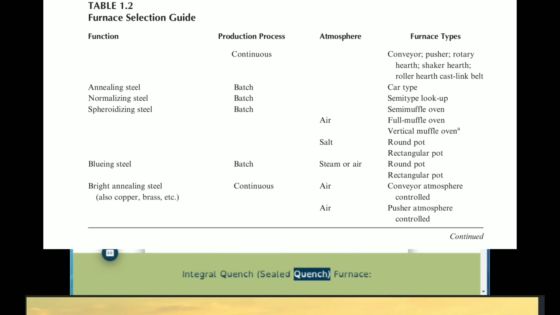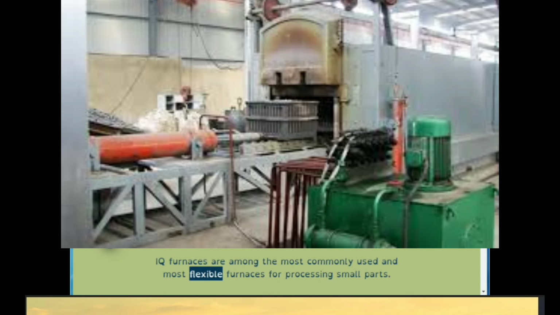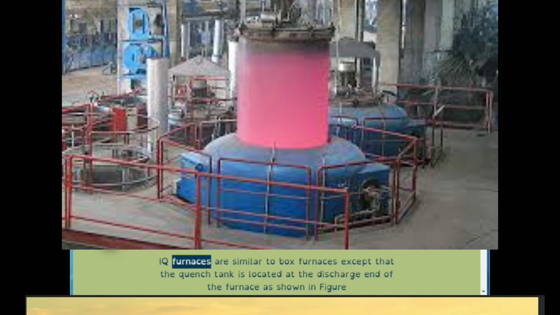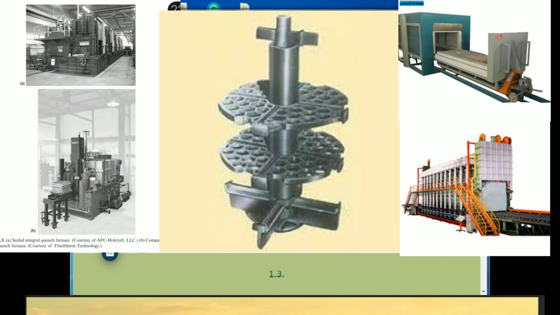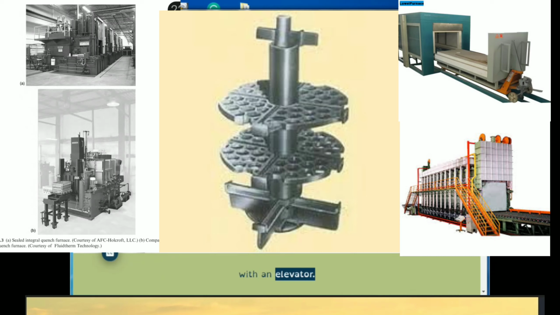Integral quench sealed quench furnace. IQ furnaces are among the most commonly used and most flexible furnaces for processing small parts. They can be used for either neutral or atmosphere hardening processes in addition to normalizing and stress relief. IQ furnaces are similar to box furnaces except that the quench tank is located at the discharge end of the furnace, as shown in Figure 1.3. As the parts are removed from the furnace, the baskets used to hold the parts that are heat treated are lowered into the quenchant with an elevator.